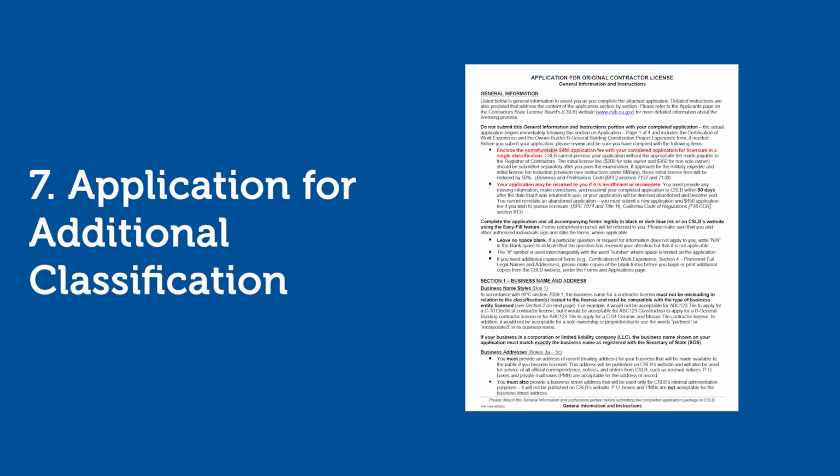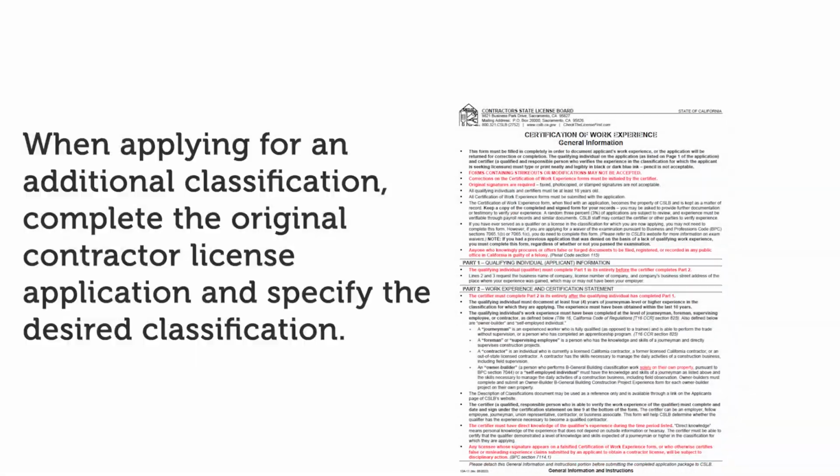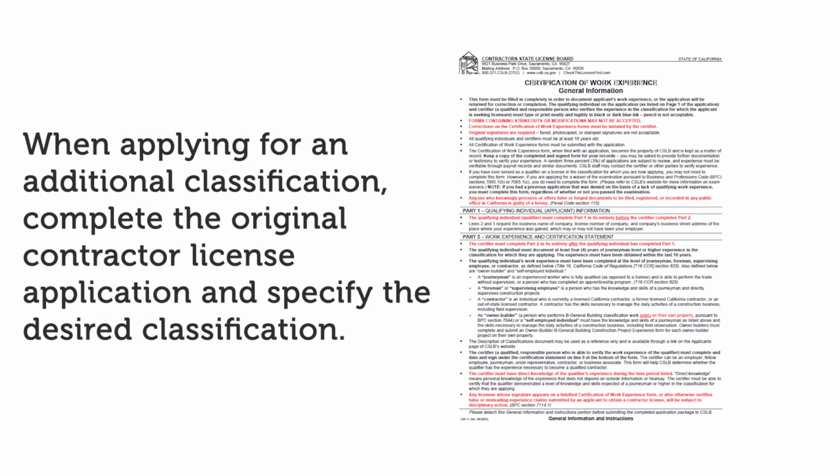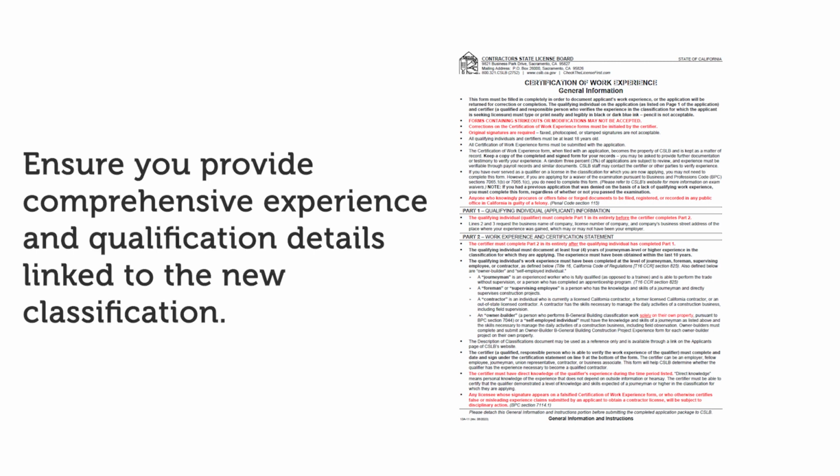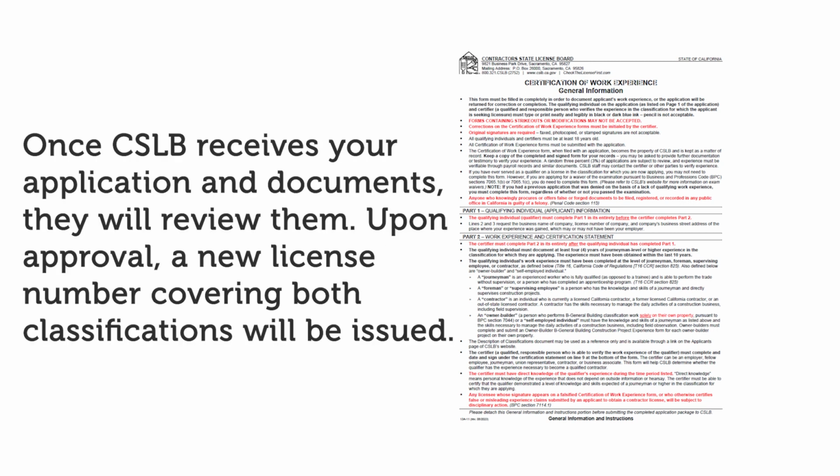Application for additional classification. When applying for an additional classification, complete the original contractor license application and specify the desired classification. Note: only one classification may be requested on an original application when an examination is required. Ensure you provide comprehensive experience and qualification details linked to the new classification. Once CSLB receives your application and documents, they will review them. Upon approval, a new license number covering both classifications will be issued.